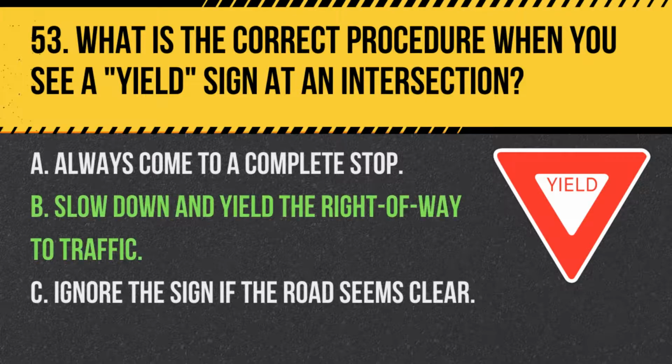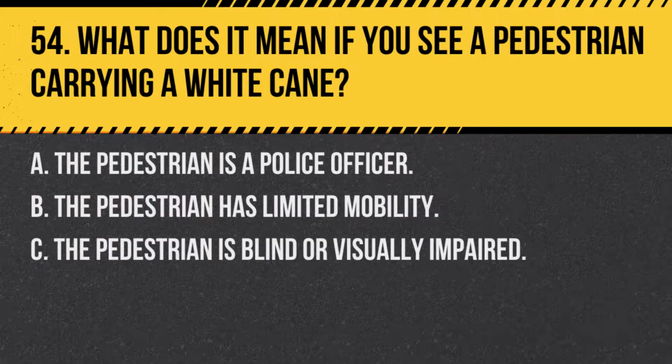Answer. B. Slow down and yield the right-of-way to traffic. This sign indicates that you must let traffic on the main road go first. Question 54. What does it mean if you see a pedestrian carrying a white cane? A. The pedestrian is a police officer. B. The pedestrian has limited mobility. C. The pedestrian is blind or visually impaired.